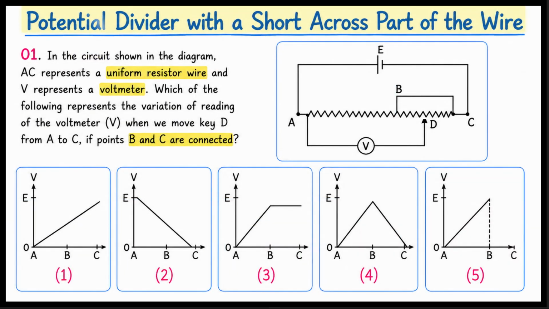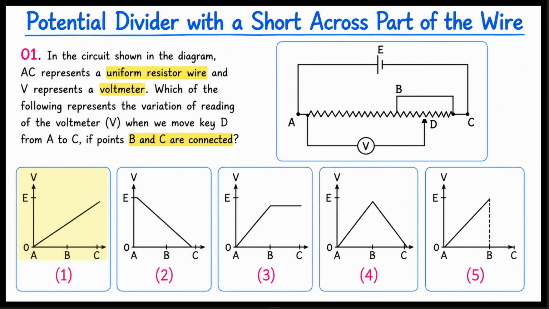Here is question 1, and it's a potential divider with a twist. Take a look at the diagram. AC is a uniform resistor wire, same resistance per unit length all the way along. A voltmeter V sits in parallel with whatever segment of the wire is between the slider D and the left-hand end, A. We move the slider D from A all the way to C, while points B and C are connected by a short.